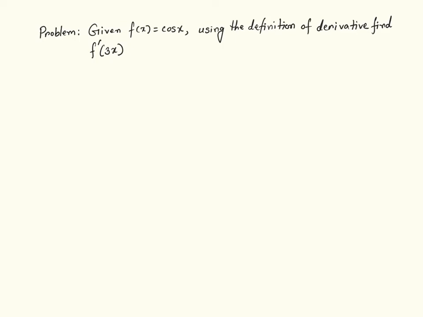In this video, I am going to find the derivative of a function. We are given that f of x is equal to cosine of x. Now, using the definition of derivative, we need to find f prime of 3x.